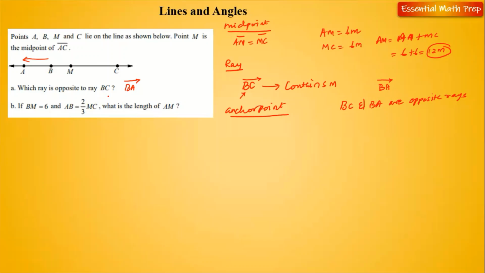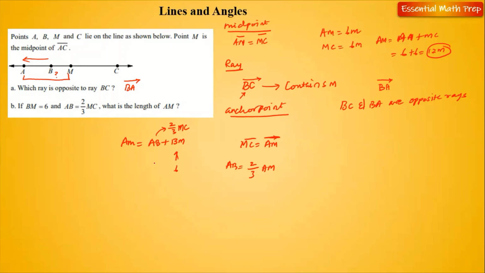What's the length of AM? What is AM? AM is AB plus BM, right? You're asked to determine this line segment AM, right? And we already know BM is 6. And we're told AB is 2/3 of MC. But we don't know any information on MC. So the only way we can get rid of MC is to use the idea of midpoint, where MC is equal to AM, right? So substitute for MC with AM. So that means AB should be 2/3 of AM, right?